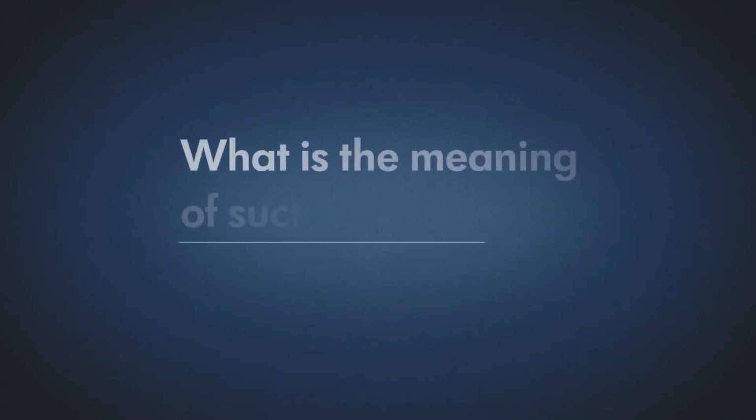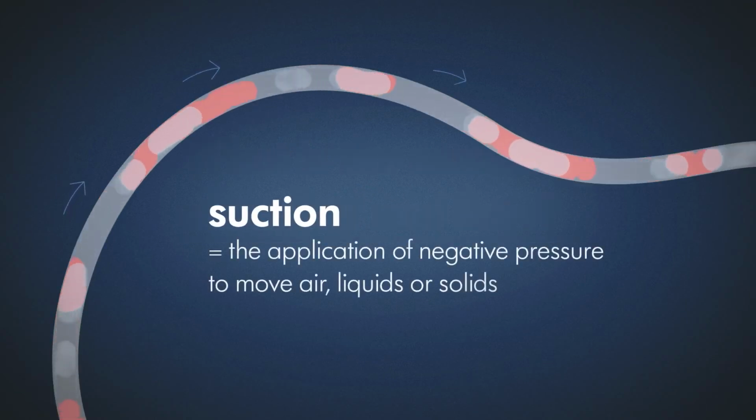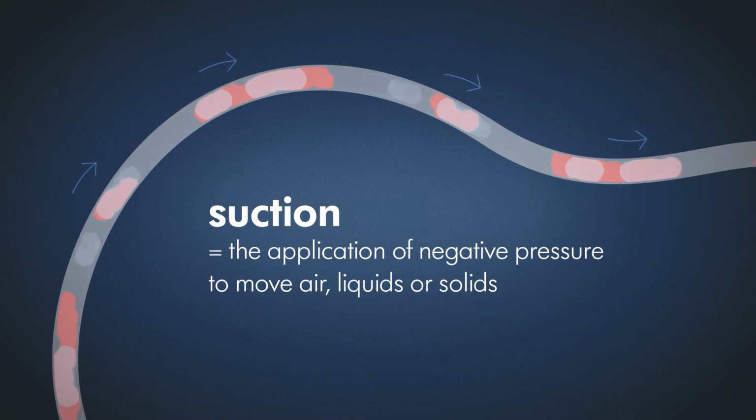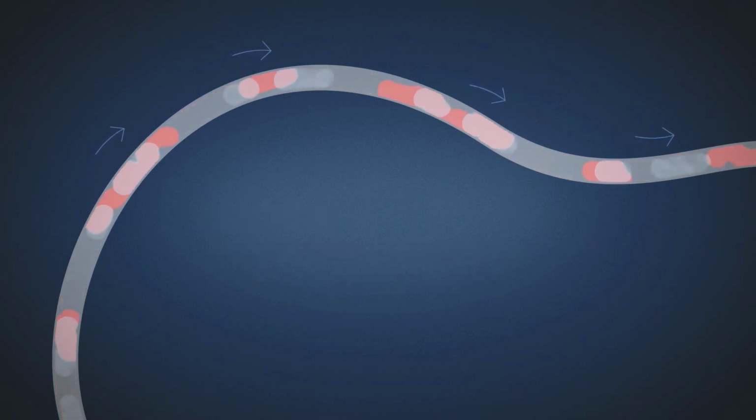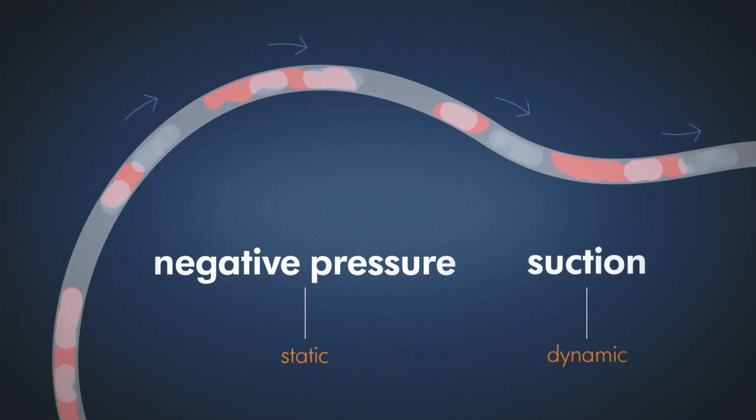What is the meaning of suction and flow? Suction is the application of negative pressure to move air, liquids or solids. While negative pressure is static, suction refers to the dynamic effect that sets fluids in motion.